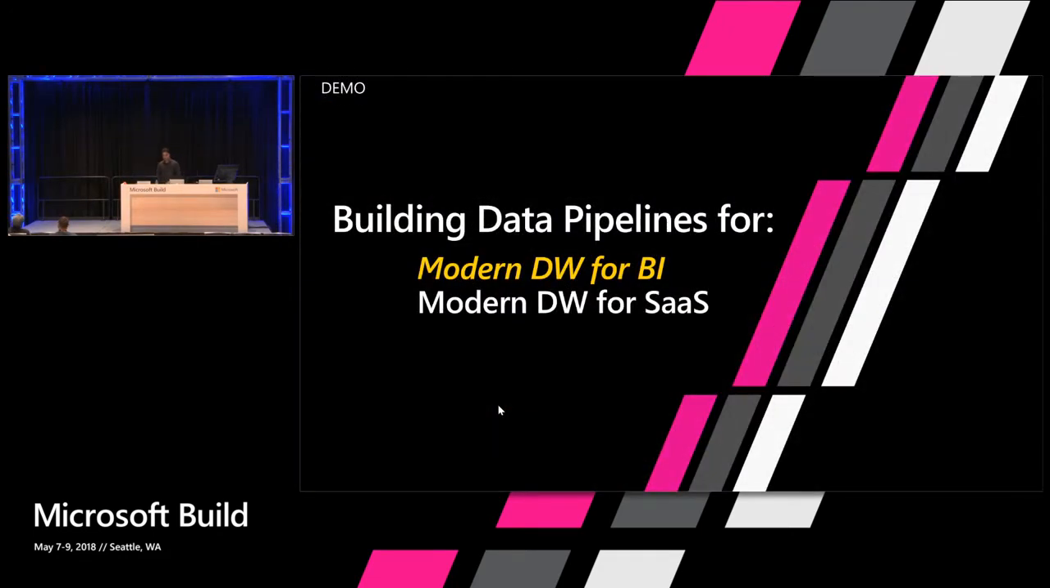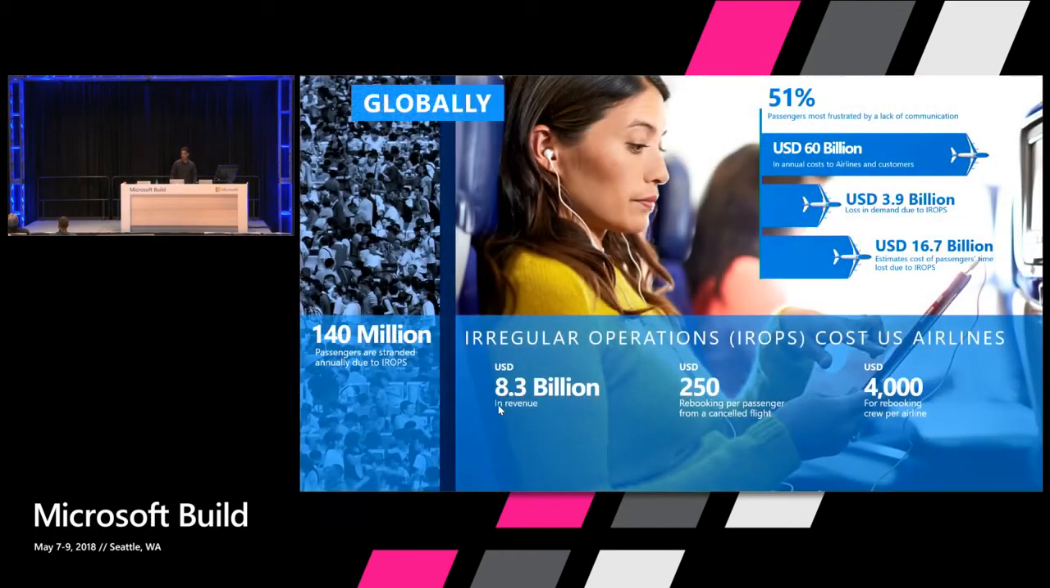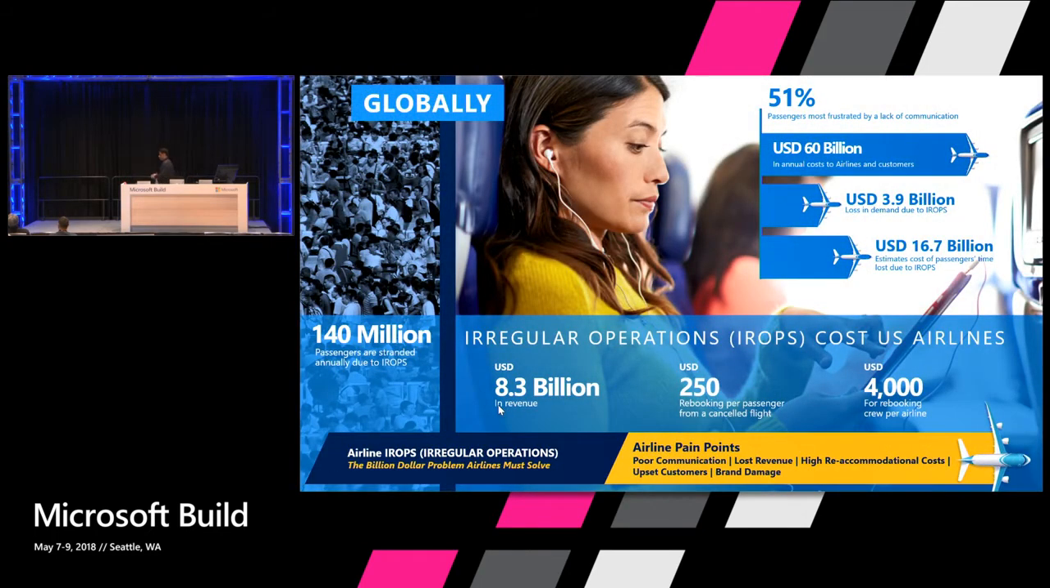So let's take an example over here, and I want to show you a capability where you can build your pipelines for a modern data warehouse for business intelligence. For this, I want to use an interesting example of what we call IROPS. The airline industry has this problem, if you will, where there are irregular operations that are happening.